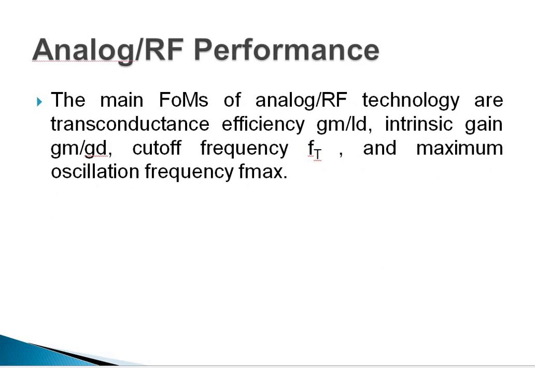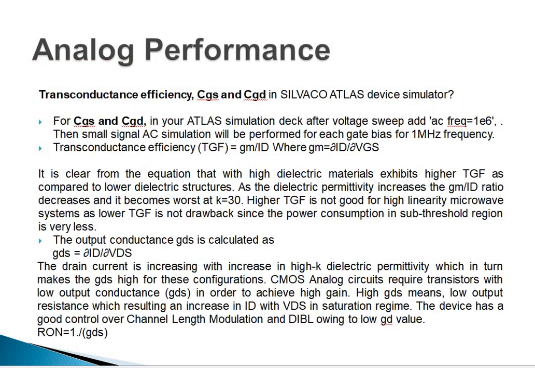The main figures of merit of analog RF technology are transconductance efficiency GM divided by ID, intrinsic gain GM divided by GDS. This is not GD, this is GDS. GM divided by GDS, cutoff frequency FT, and the maximum oscillation frequency Fmax. First, we will discuss the analog performance.